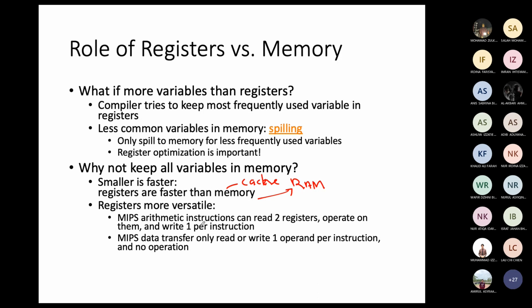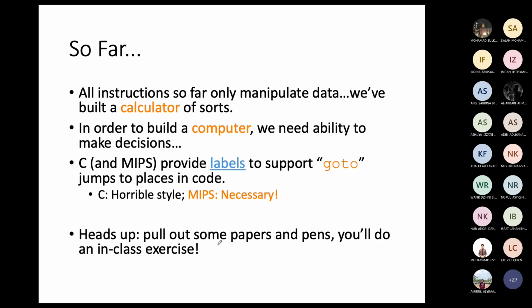Then, registers are more versatile. MIPS arithmetic instructions can read two registers, operate on them, and then write the result per instruction. MIPS also only reads or writes one operand per instruction in data transfers, with no operation. That's why registers are more versatile: we don't have to specify which registers are needed for memory data transfers and which are used for arithmetic instructions. Basically registers can be anything.